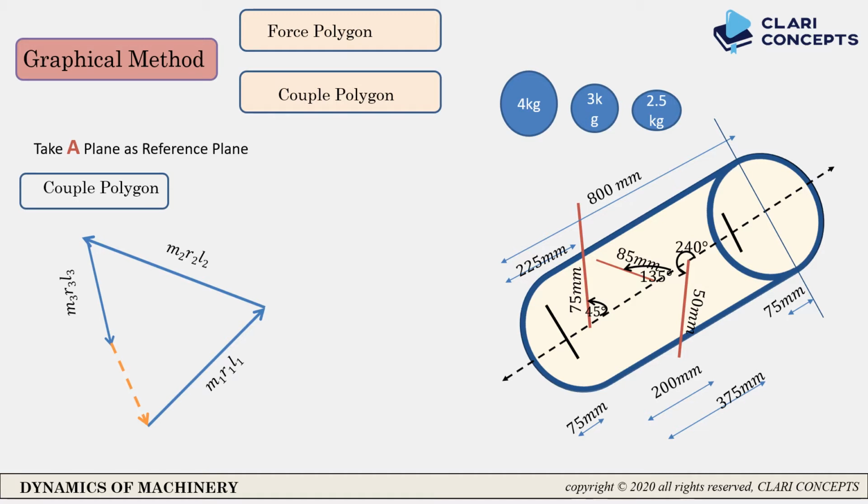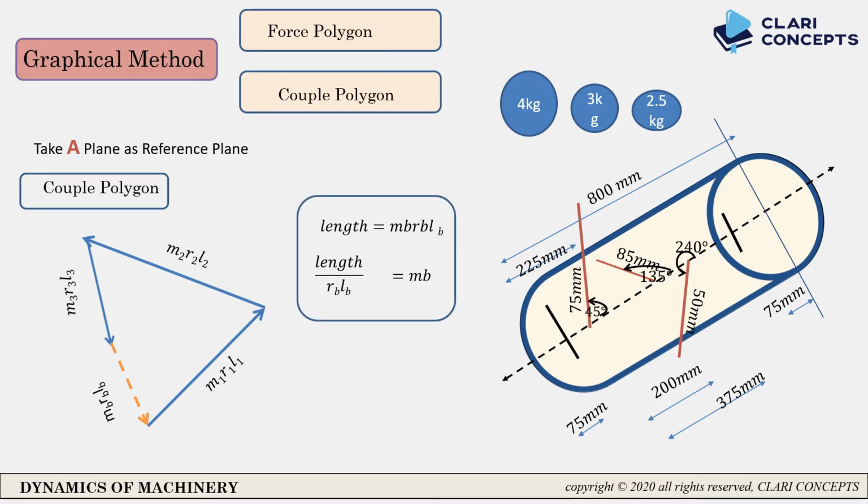The length of this arrow shows the couple produced by mass MB in plane B. So length equals MB RB LB. When you know the value of RB and LB, you can write length divided by RB LB is equal to MB. By this you will find the value of mass B in plane B.